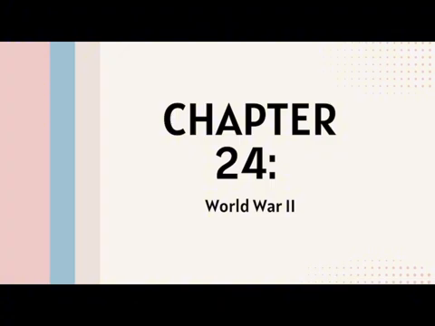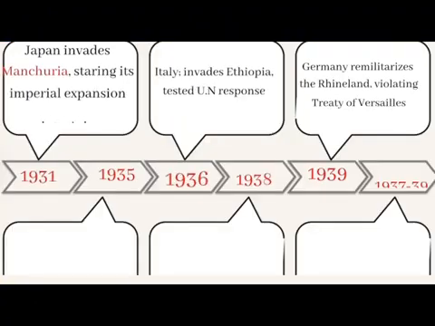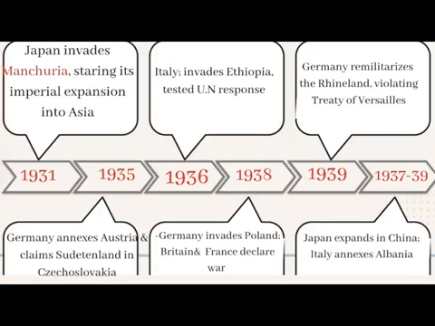Chapter 24, World War II. So, in 1931, Japan invades Manchuria, starting its imperial expansion into Asia. And in 1935, Germany annexes Austria and claims Sudetenland in Czechoslovakia.